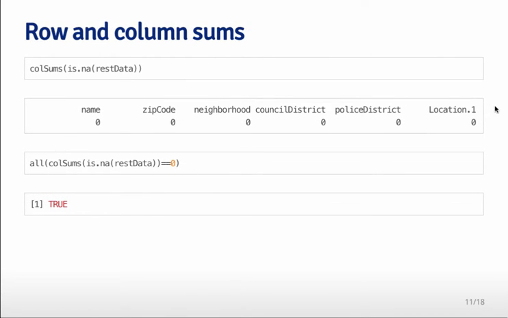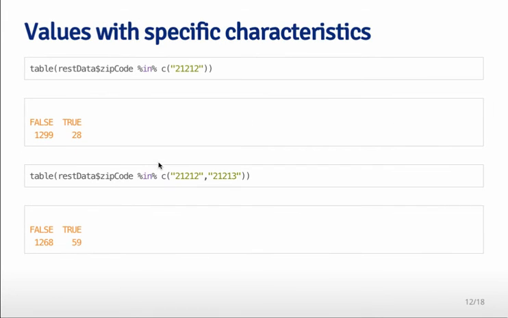Another thing that you might want to do is take sums. So for example, you might want to take sums across columns or across rows. You can do that with the colSums and rowSums commands. So here I'm going to take the column sums of is.na applied to the entire data set. So I've applied is.na to the data set, and that will be true whenever there's an NA value and false whenever there isn't one. And then I take the sum down every column of that variable, and I see that there are 0 NA values for every single variable in this data set. And then I can apply all to the column sums and show that all of them are equal to 0. In other words, there are no missing values in this data set.